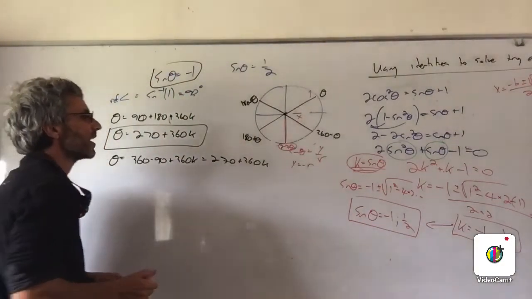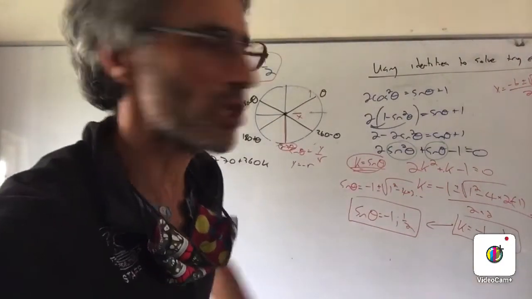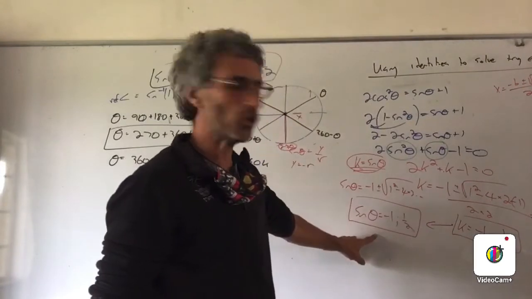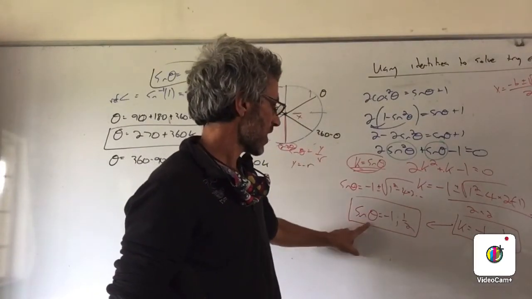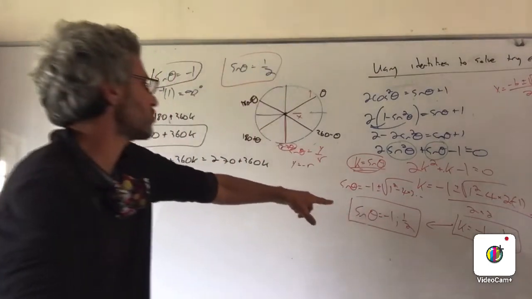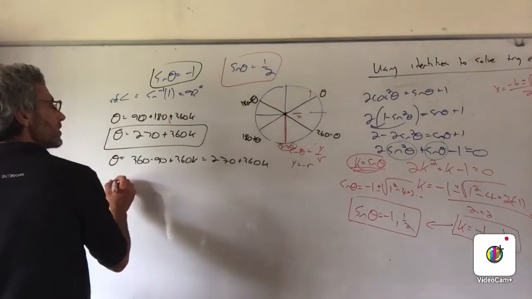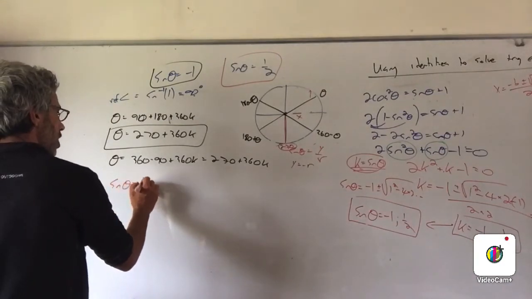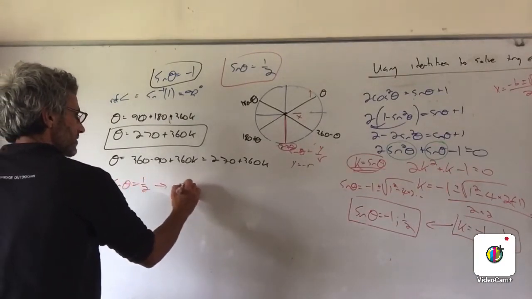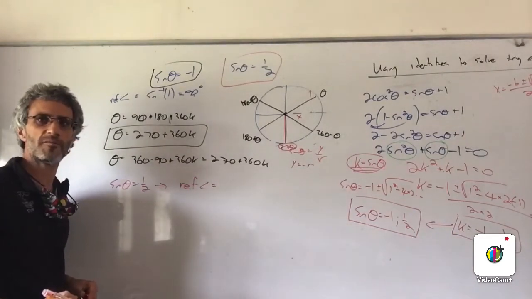Okay? So the quadratic equation you can see here gave us two solutions. And now I need to carry on to find the solutions for these solutions. So we're going to have more solutions. This one, sine theta equals half. That means the reference angle is equal to what? That's a special angle. Maybe you can figure it out.